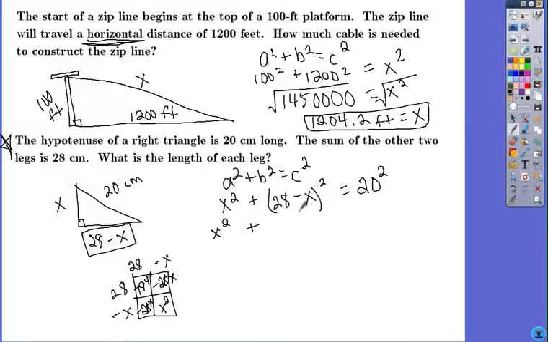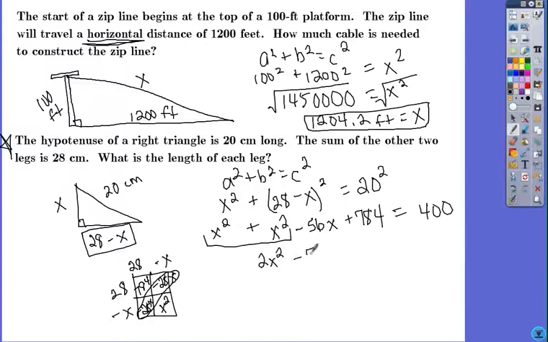So I'm going to replace this in parentheses with the inside of my box. So I have an x squared. Let's combine these terms. Negative 28x plus negative 28x is negative 56x. And then plus 784. 20 squared is 400. Combine any like terms that I have. I notice I have 2x squared minus 56x plus 784 equals 400.